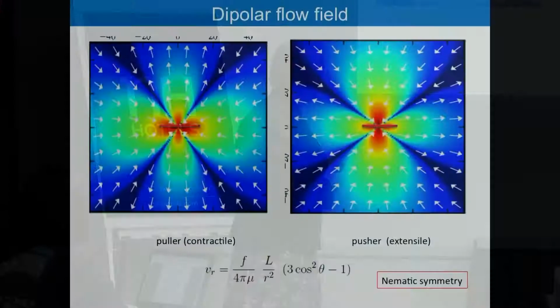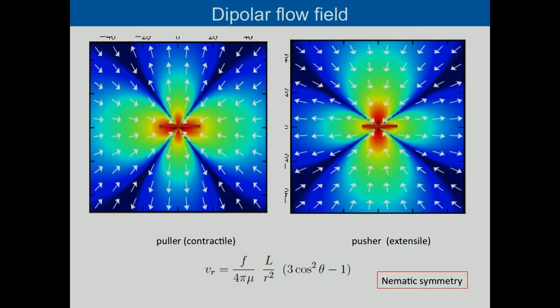Let's draw it. Okay. It falls off as 1 over r squared. That means it's sort of yellow here and blue there and dark blue there. So it falls off quite quickly as 1 over r squared. And then you have this angular dependence. If I plot 3 cos squared theta minus 1, what you find is that if F times L is negative, the swimmer pulls fluid in from its ends and pushes it out from its sides, and that's called a puller or a contractile swimmer. This one here, if FL has the opposite sign, pushes fluid out from the ends and pulls it in from the sides.